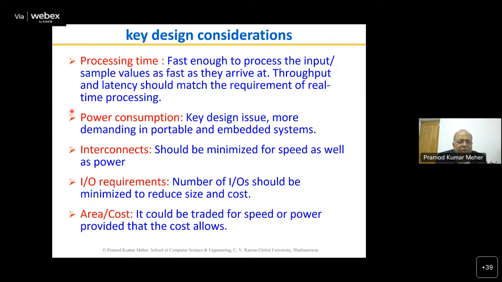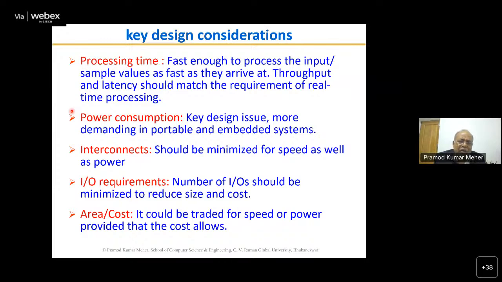Then the power consumption, more demanding in portable and embedded systems, but everywhere power consumption is important. Even in IoT applications and machine learning, where the systems run 24/7, power consumption is very important. Because you have a video surveillance system that is running, your camera input is coming, you have to run 24/7. So you have to minimize the power.